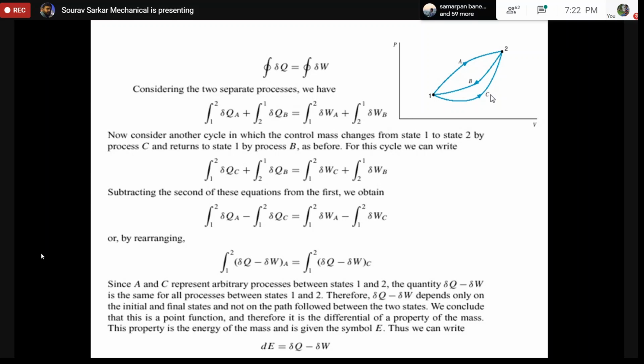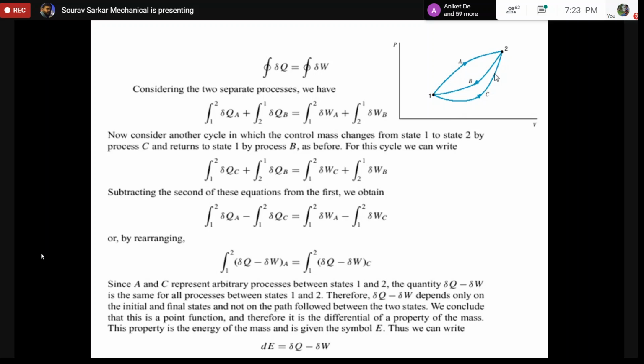But for a special parameter, what is that parameter? That parameter is dq minus dw. So dq minus dw through the path A is exactly equal to dq minus dw for the path C. So this is very interesting.